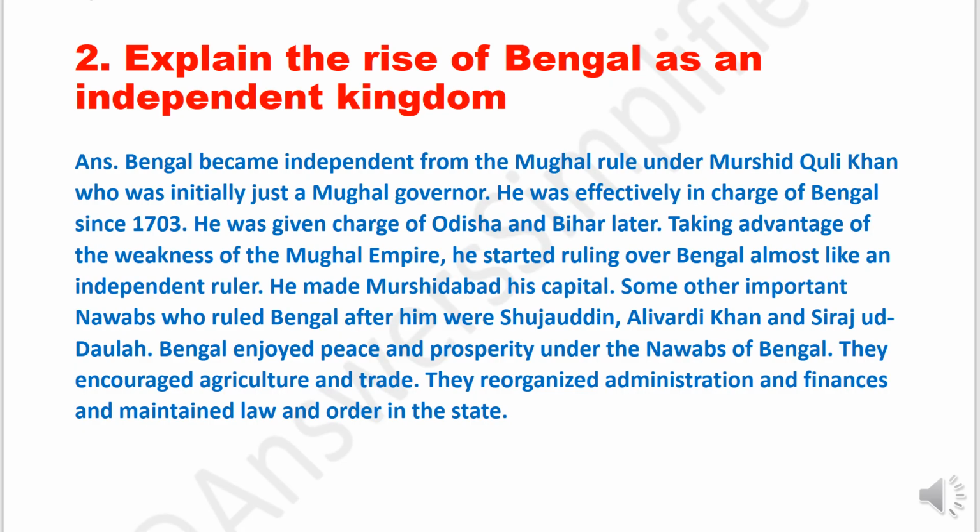Question 2. Explain the rise of Bengal as an independent kingdom. Answer. Bengal became independent from the Mughal rule under Murshid Quli Khan, who was initially just a Mughal governor. He was effectively in charge of Bengal since 1703. He was given charge of Odisha and Bihar later. Taking advantage of the weakness of the Mughal Empire, he started ruling over Bengal almost like an independent ruler.